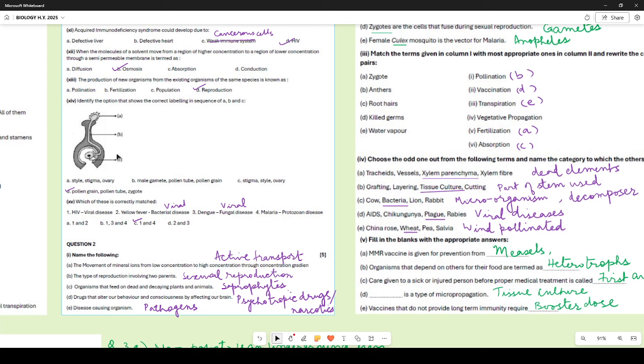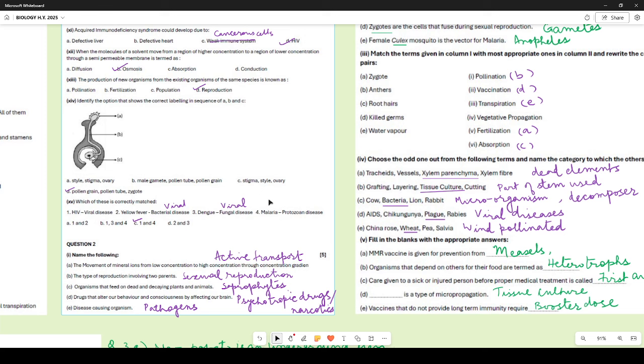Some have written sigma, style and ovary. No, this is stigma, this is style and this is ovary. But A part is exine or a pollen grain, B part is the pollen tube, and C part you see over here is the zygote. So option D is correct.